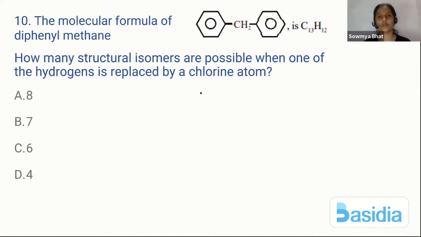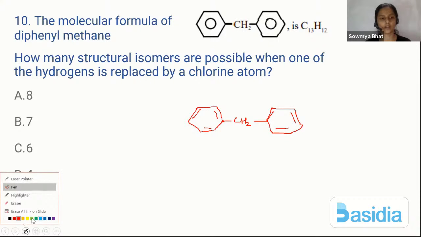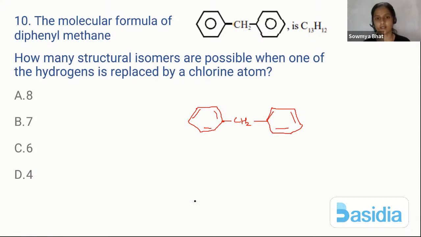Yeah, the molecular formula of the compound, diphenyl methane, is C13H12. How many structural isomers are possible when one of the hydrogens is replaced by a chlorine atom? So when you say you're going to replace the hydrogen atoms, there are many possibilities. I'm rewriting the structure here. If you're watching this, please comment down the right answers.